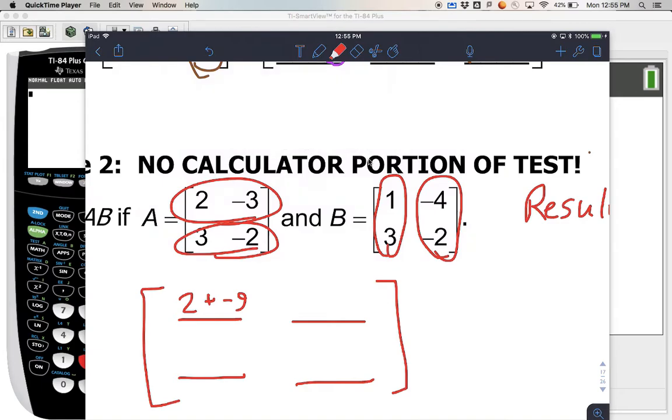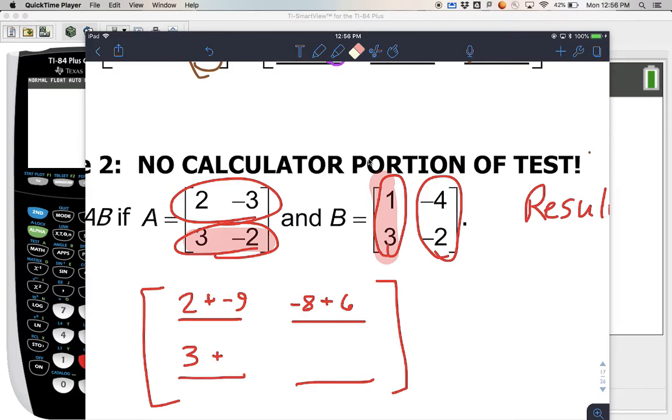Okay, so next we're going to go top row, right column. That'll go in the top right slot right there. So that's 2 times negative 4, that's negative 8. And then that's negative 3 times negative 2, that'll be positive 6. Okay. Next, we're going to go bottom row, left column. That's going to go in the bottom left slot right there. 3 times 1 is going to be 3. And then negative 2 times 3 is going to be negative 6. So plus, I guess, negative 6.